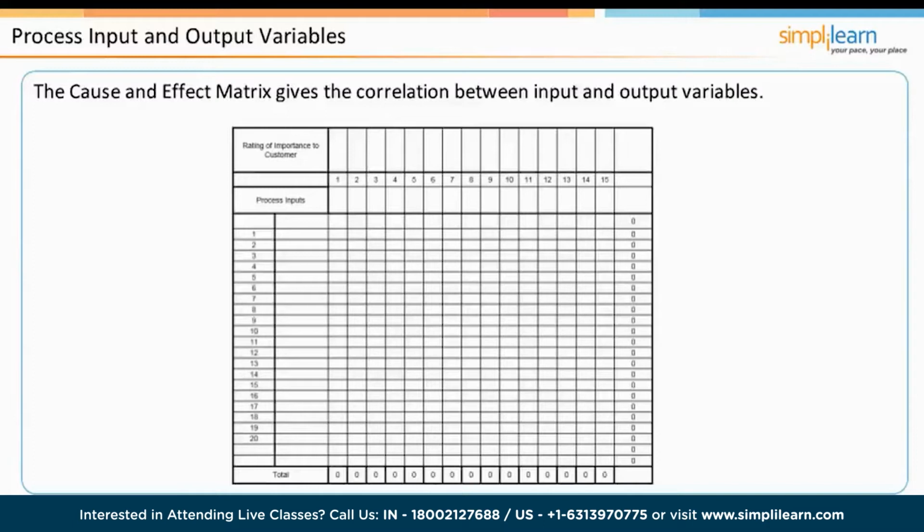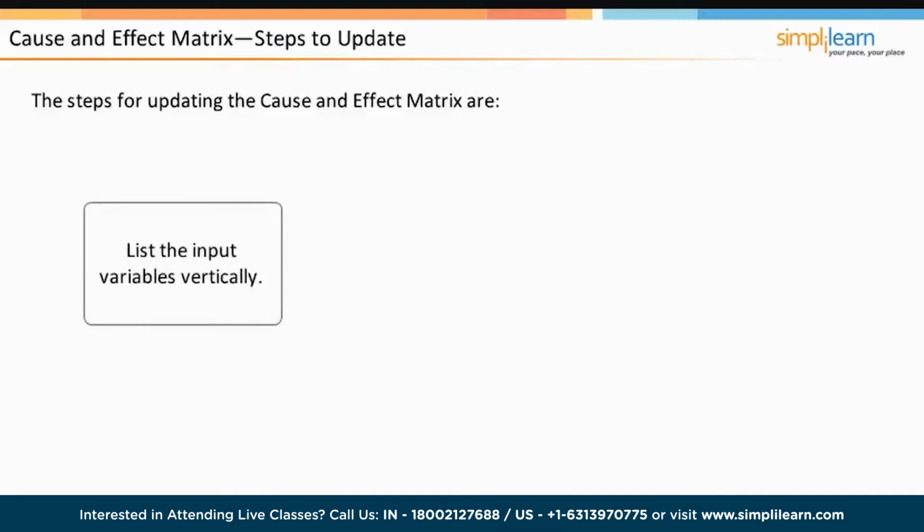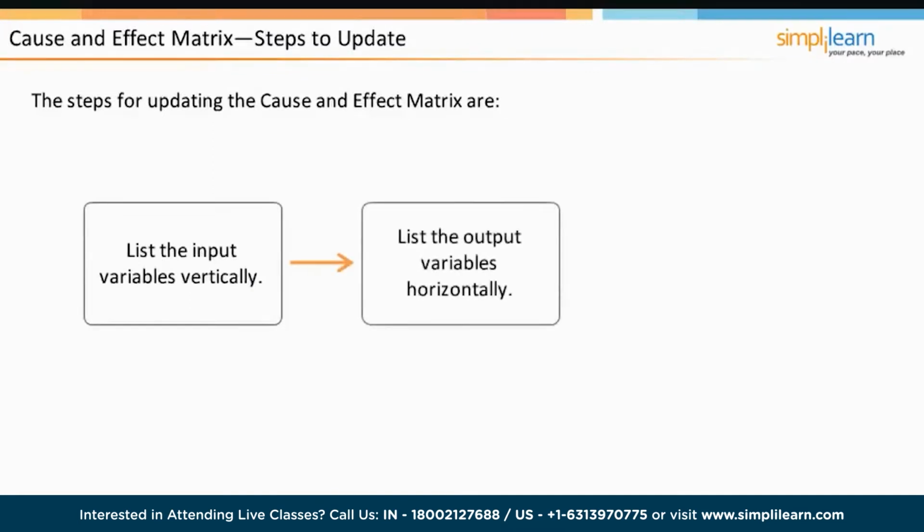A sample of the Cause-Effect Matrix, or CE matrix, is shown here. The CE matrix gives the correlation between input and output variables. In this screen, we will discuss the steps to update the CE matrix. The steps for updating the Cause and Effect matrix are: list the input variables vertically under the column Process Inputs. List the output variables horizontally under the numbers 1 to 15.